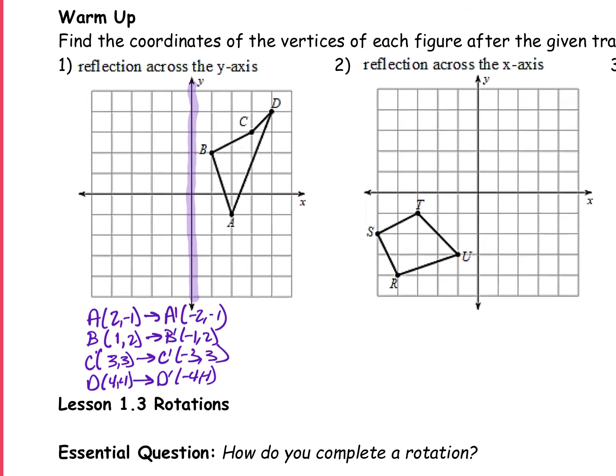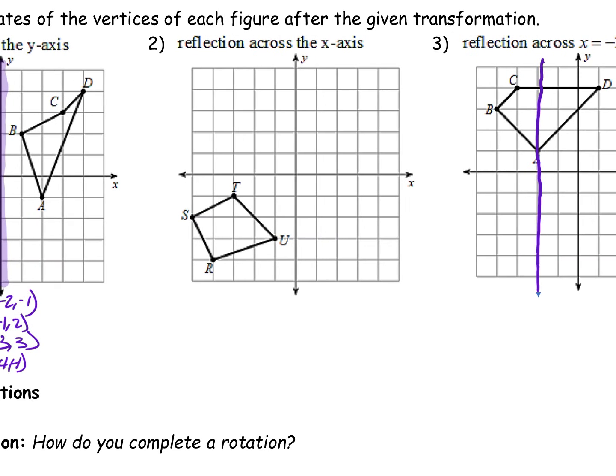So the next one says reflect across the x-axis. So when I'm reflecting across the x-axis, which value changes, my x or my y? When I'm reflecting over the y-axis, which one changes? I'm sorry, the x-axis. The y changes, the opposite. Good. So R must be the first value. Here we go. So R is located at 4, -4.